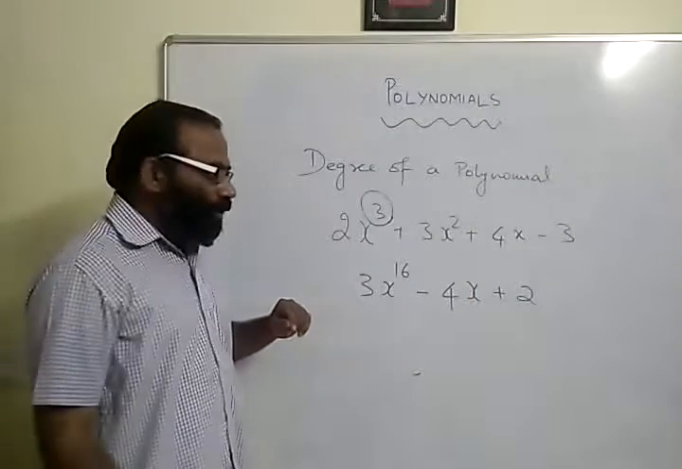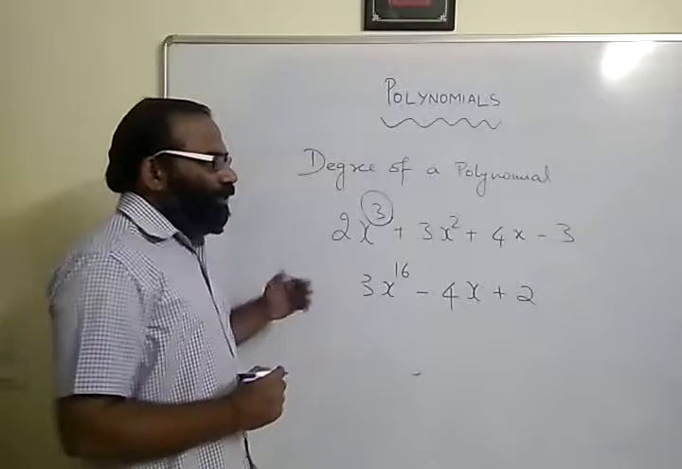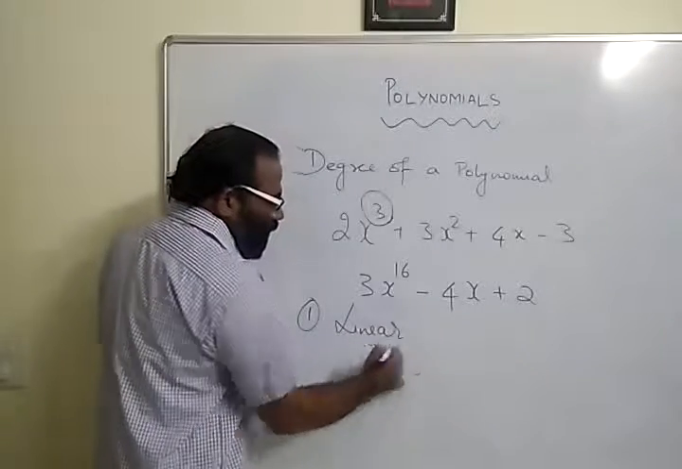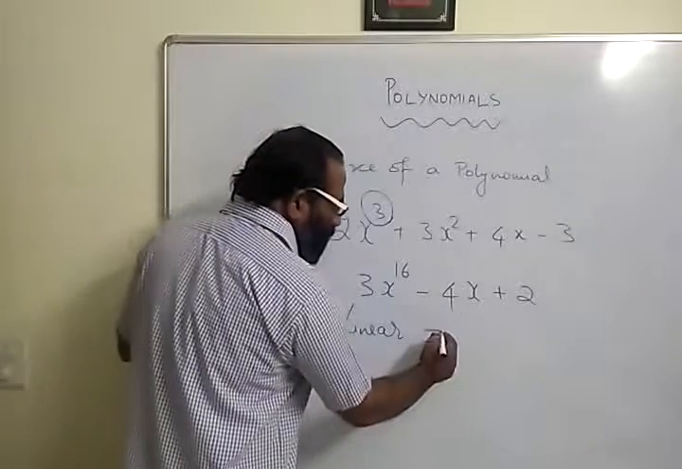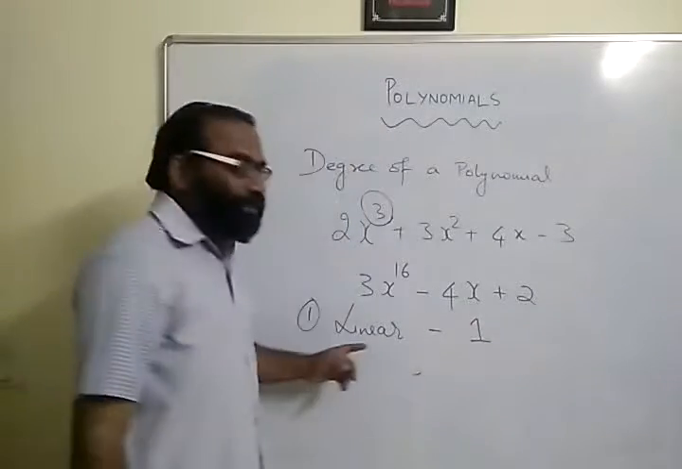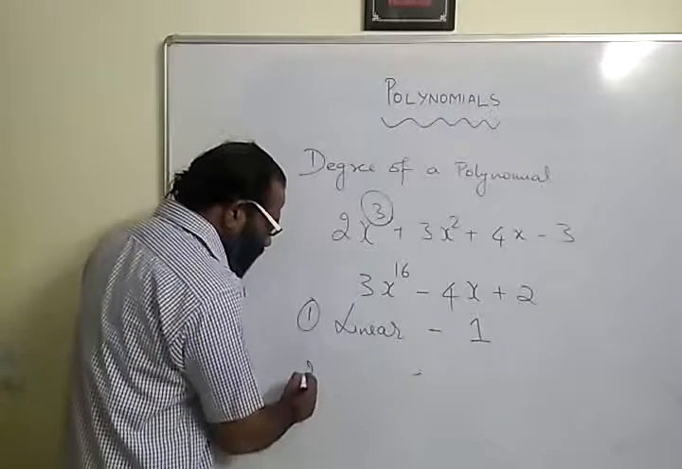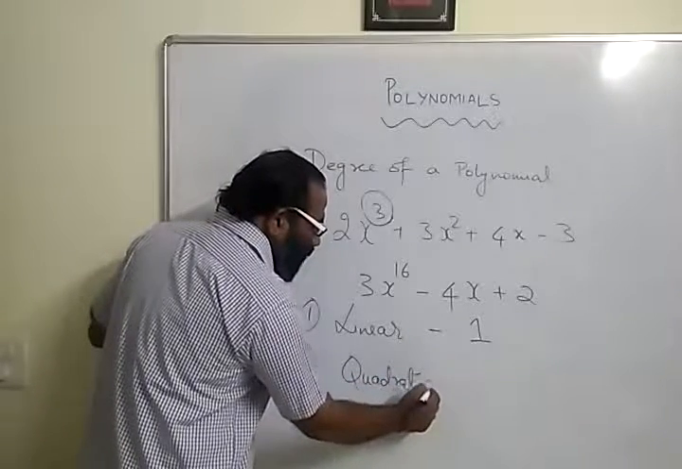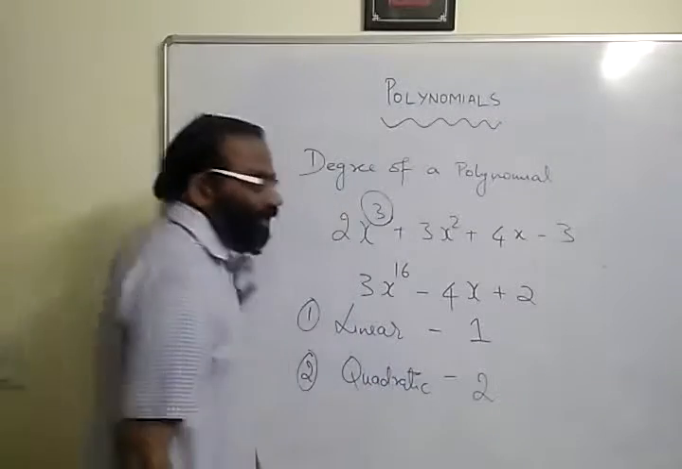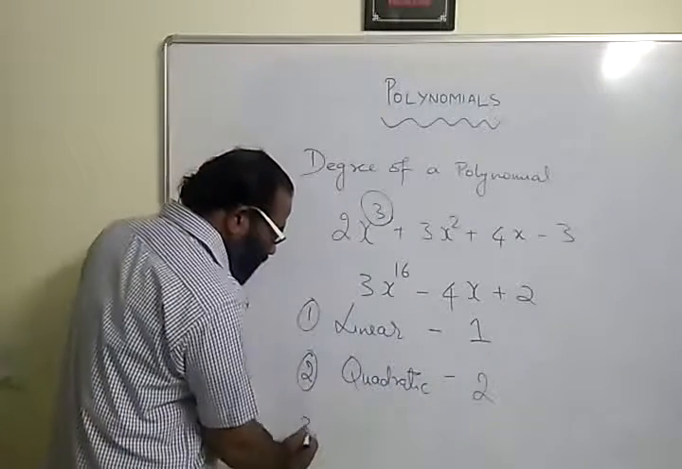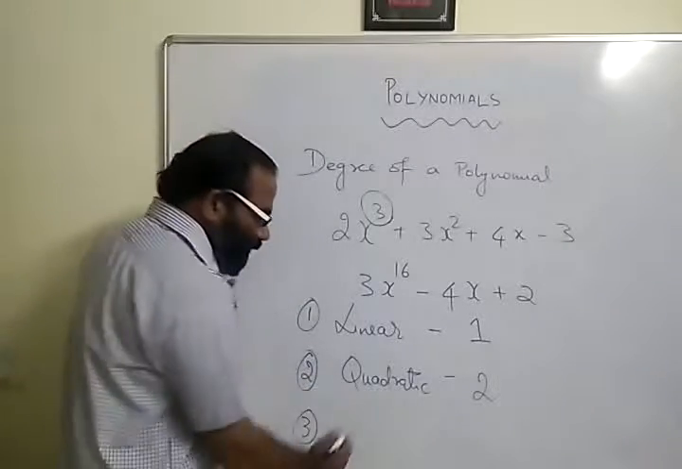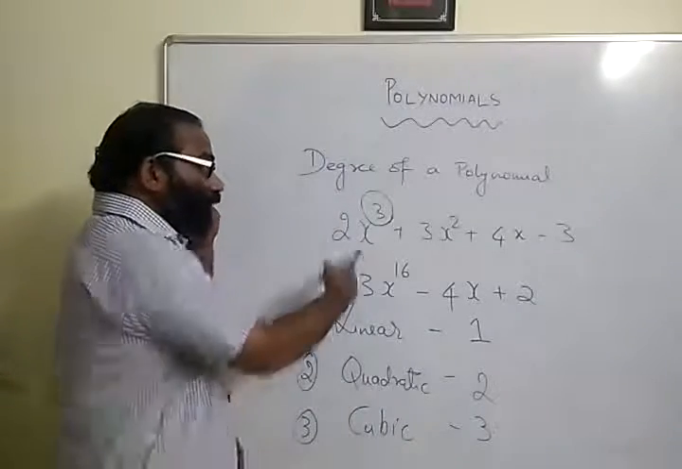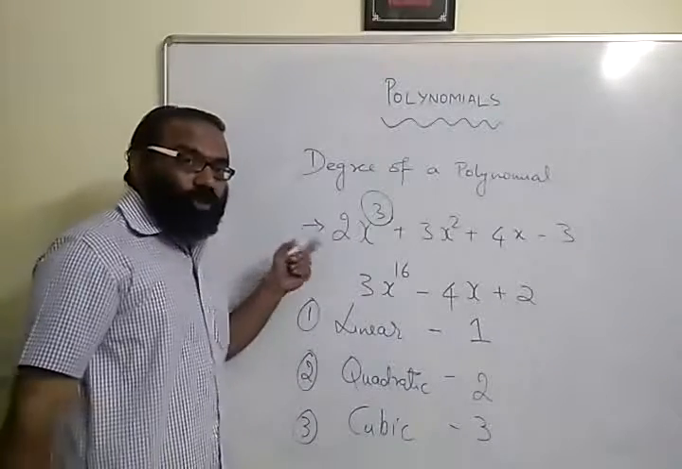Based on the degree, polynomials are of different types. The first one is linear. When the maximum power is 1, then it is a linear polynomial. Second, quadratic. When the maximum power is 2, then it is quadratic. Third, cubic. When the maximum power is 3, that would be cubic. So this particular example is a cubic polynomial.